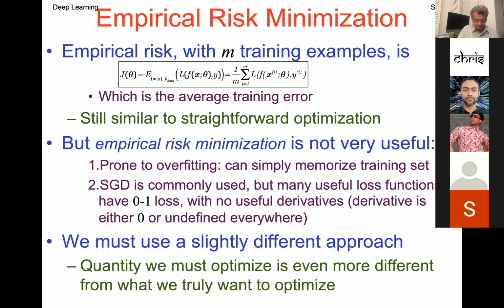Empirical risk minimization with the M training examples is this quantity. Empirical risk minimization is not very useful, prone to overfitting, can simply memorize the training data, right? That's why we use SGD, stochastic gradient descent, which is commonly used, but many useful loss functions have 0-1 loss. That is, it is either correct or wrong. No useful derivatives. We must use a slightly different approach. So a quantity we must optimize is even more different from what we truly want to optimize. So these are the little caveats, contradictions that arise.